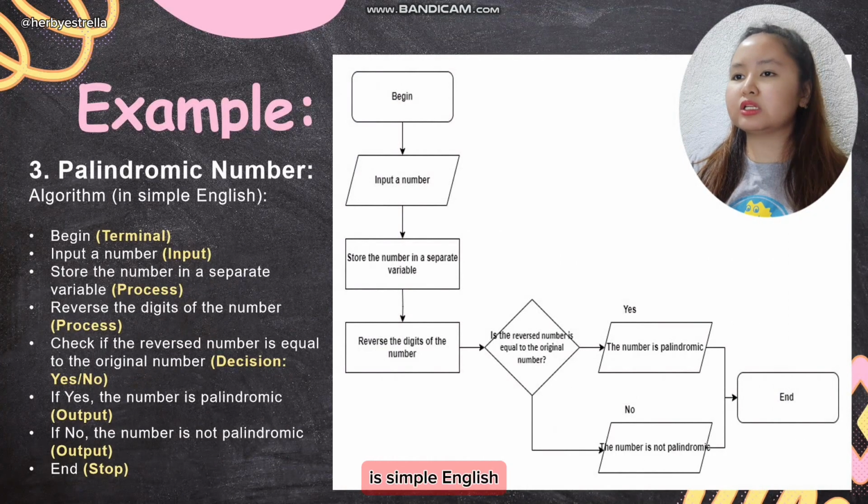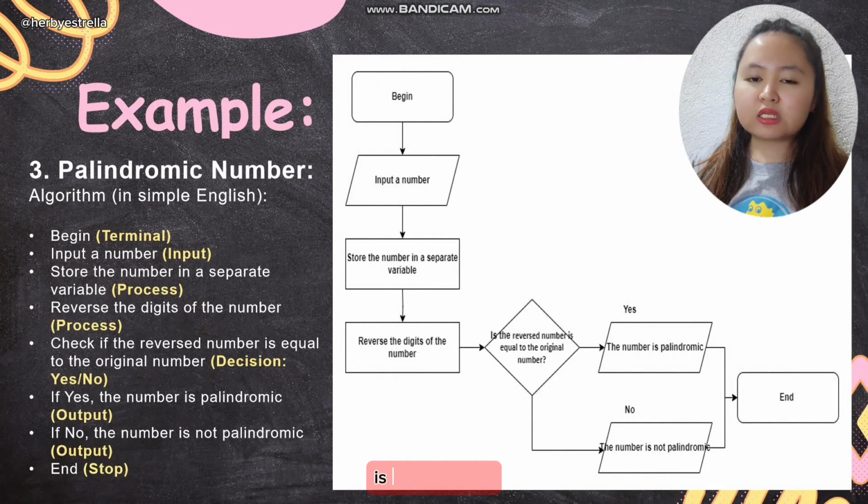The third one is palindromic number. Algorithm in simple English. To determine if a number is palindromic, start by inputting a number and storing it separately. Reverse the digits of the number and check if the reversed number matches the original. If they match, the number is palindromic. Otherwise, it is not. Then conclude the process. The flowchart is in the picture, where you can see the given number.